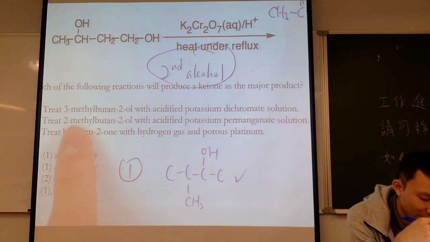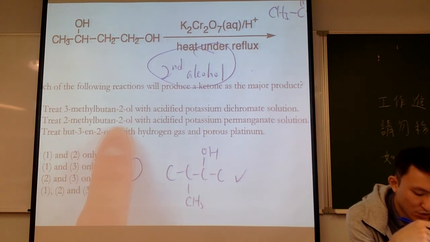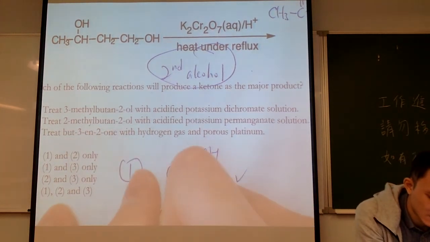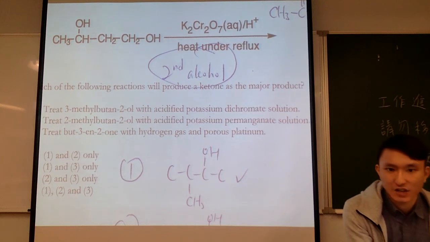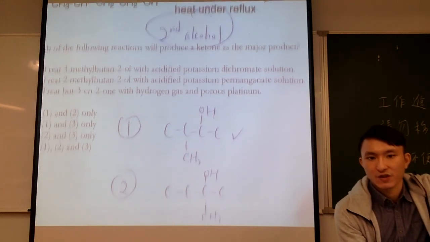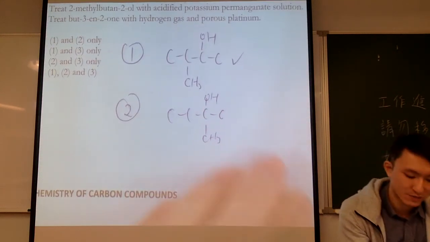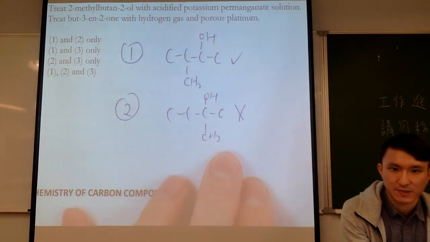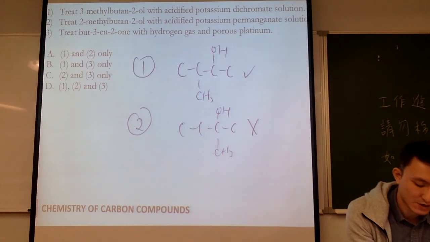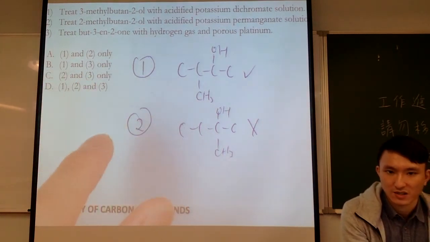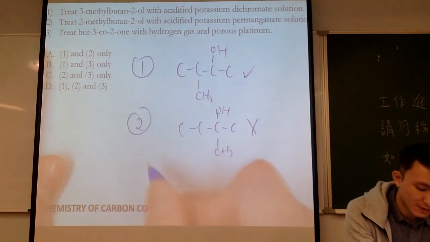Now the second one, 2-methylbutan-2-ol with permanganate. Butan-2-ol here, 2-methyl here. So this is a tertiary alcohol, so it is resistant to oxidation despite using a very strong oxidizing agent. It doesn't work. So one works, two doesn't work, you already know the answer. But look at three here.